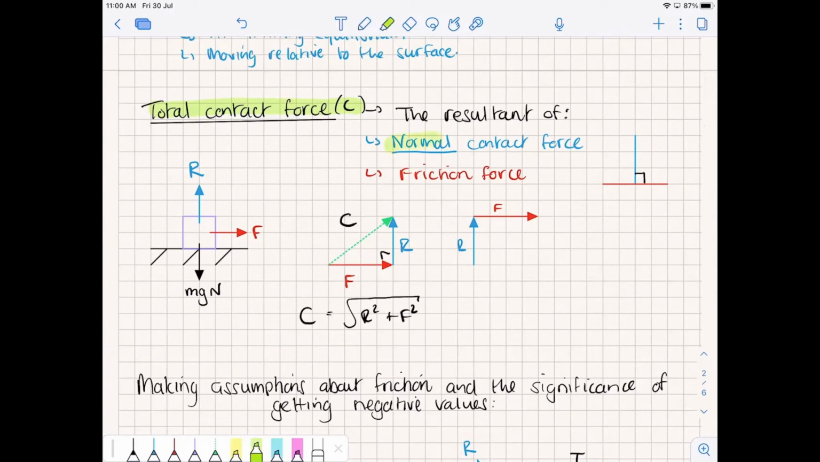So we must distinguish between the total contact force and the normal contact force. The normal contact force is the force pushing up perpendicular to the surface on the object. The total contact force is the result of your normal contact force and the friction generated by the surface.